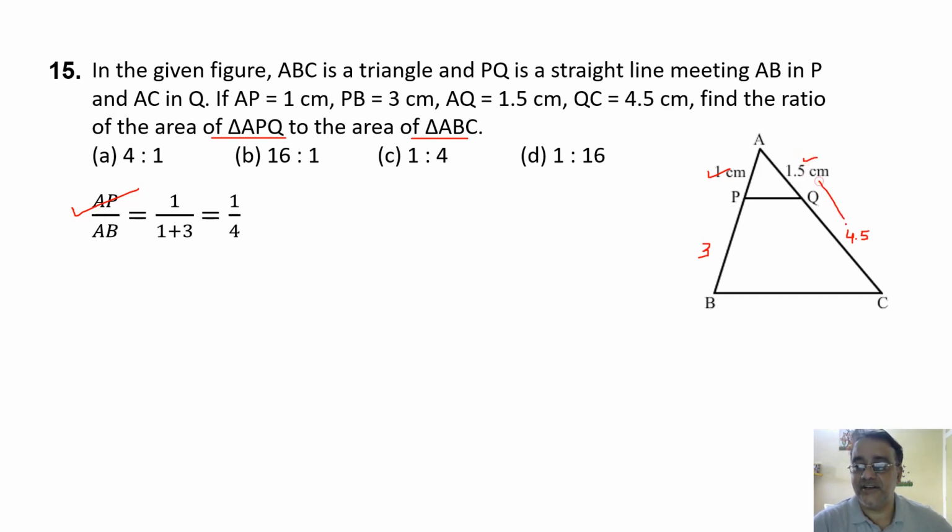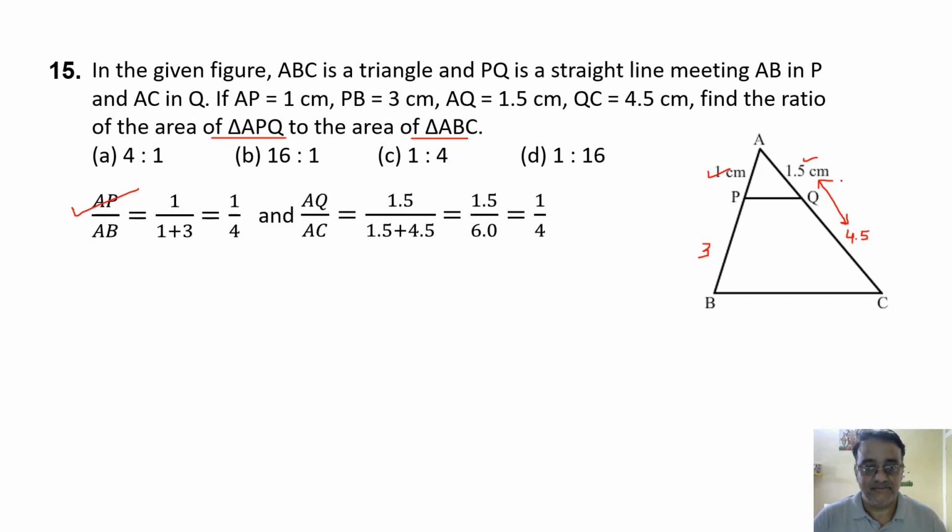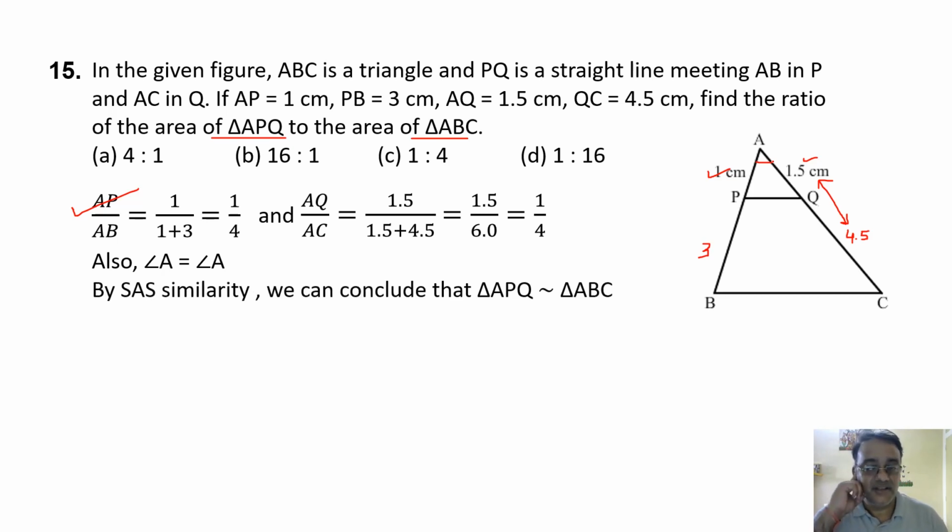AC कितना हो जाएगा, देखो, दोनों को ऐड करेंगे तो 6 हो जाएगा. 6 centimeters. Right. And 1.5 upon 6 will get 1 by 4. So that means these two corresponding sides are proportional, and angle A is common. So these two triangles are similar by which criteria? SAS. Very good. SAS similarity. So if these two triangles are similar, now we can use the theorem 6.6.